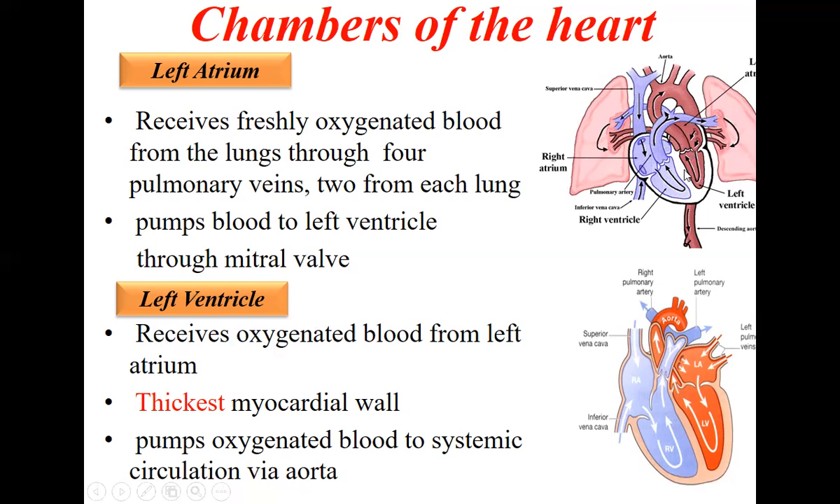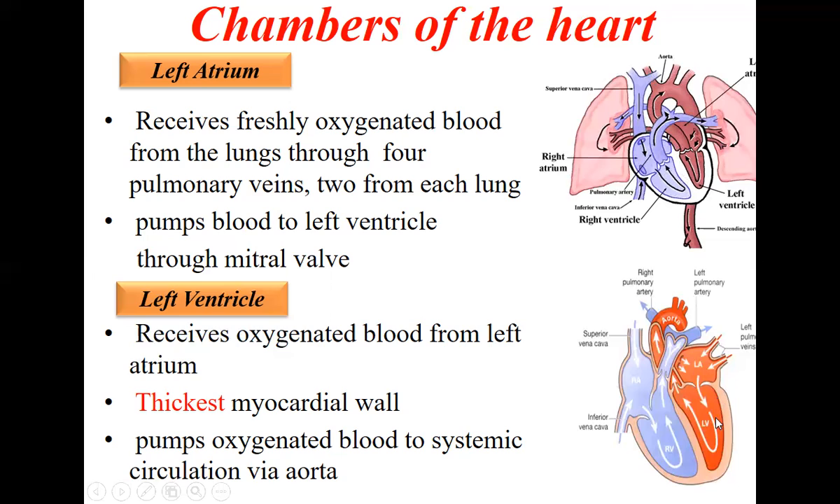Now if you see the wall of the left ventricle, this is the thickest myocardial wall. We said the atrium has a thin wall and the right ventricle has a thicker wall. But comparing the right and left ventricle, the left ventricle has almost 3 times thicker wall than the right ventricle. Why is it so? Because the blood has to be pumped from here into the aorta and from there to all the parts of the body. So this has to be very strong.